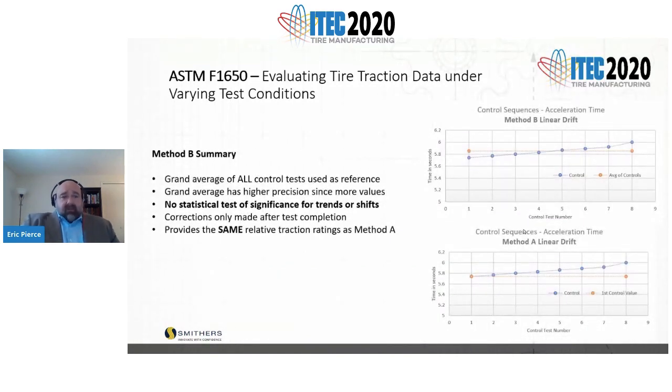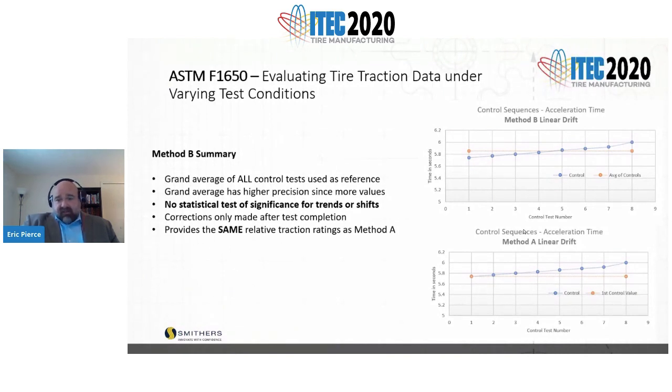So our method B summary is our second method for accounting for drift. Remember, method A was using our first control tire as our reference point for comparison for all of the controls, whereas method B uses the grand average of all of our control test units as a reference. So if you take a look at the plot in the top right, you'll see that orange line that is right at the average of all of these control tires. That's the method we covered.